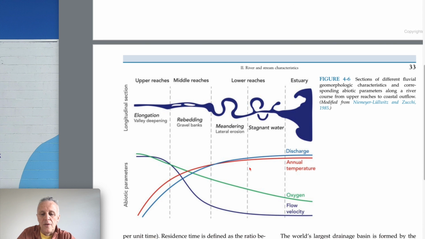We have two parameters that are increasing from the upper reaches to the estuary, the discharge rate and the annual temperature. And then we have two parameters that are actually decreasing from the upper reaches to the estuary, the oxygen and the flow velocity.